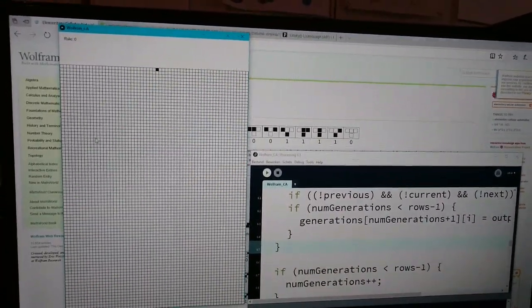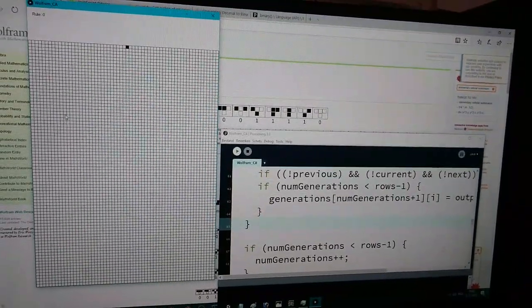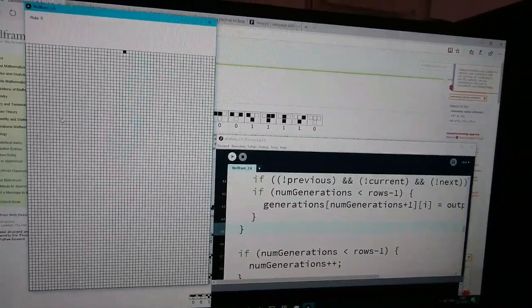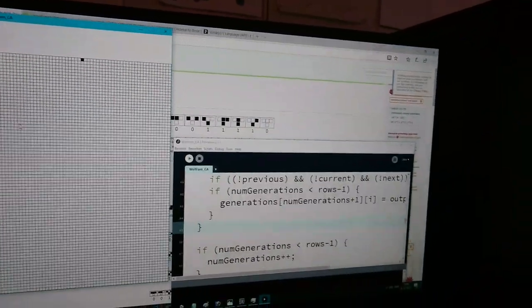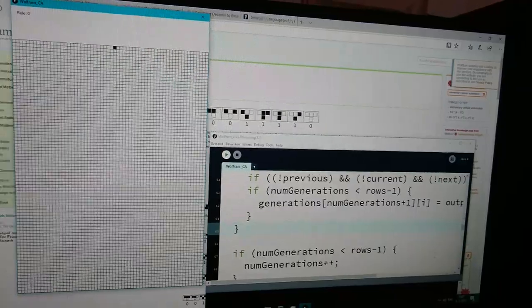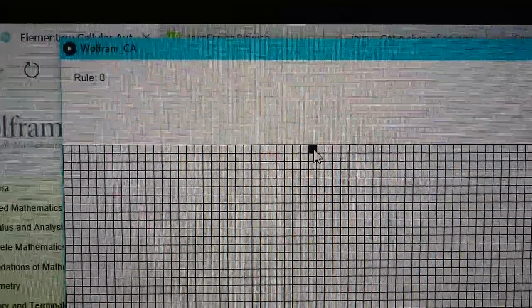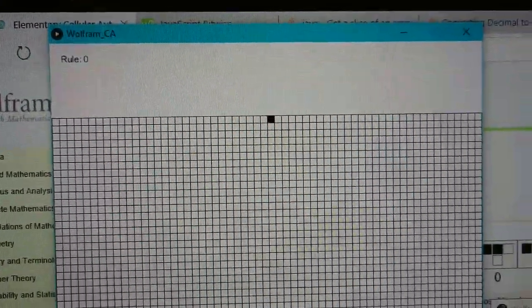I'm making a cellular... I'm using cellular automata. I'm making a CA. So what's a CA? A CA is basically, well, it's this. A grid. But look at the top here. One cell is black.